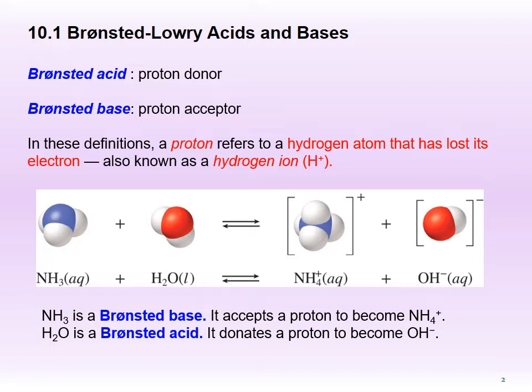In this example, ammonia is a Bronsted base as it accepts or gains a proton, that is, H+, from water to become ammonium cation NH4+. Water is a Bronsted acid as it donates or gives away its proton to become hydroxide ion OH-.